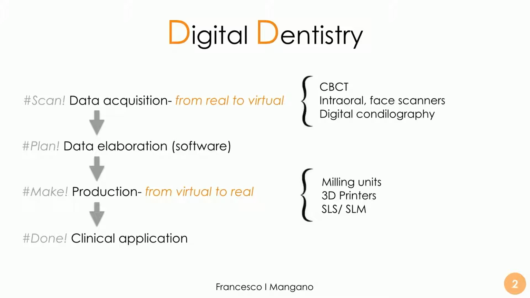Then in the virtual world we can make our plan, our data elaboration, through a series of software. After we have used this software for our planning, we can transform the virtual into real again for a making phase, for the production through a milling unit. In this case it would be better to say shaping, but also 3D printer, so we can use the term making, and also SLS and SLM, selective laser sintering and selective laser melting technologies when we use metal. Then we go straight to the clinical application. This workflow is valid for orthodontics, for prosthodontics, as for surgery as well.